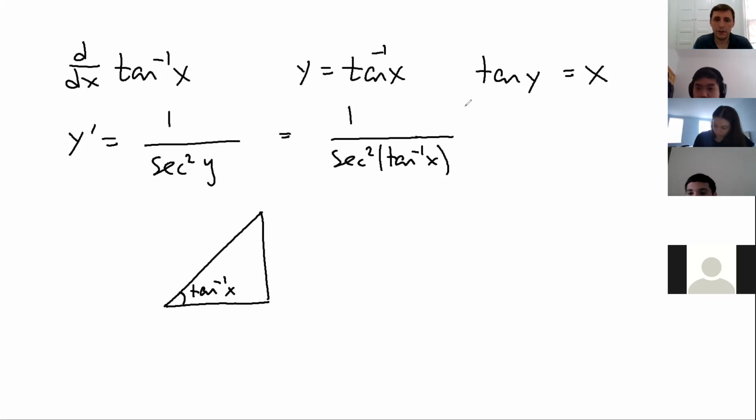Very good. Thank you, David. It's simply, if I apply tangent to this angle, look at the tangent inverse of x means apply tangent to this thing and you will get x. But how do you get x if you apply tangent? It's always opposite to adjacent, yes? So that would be x and 1.